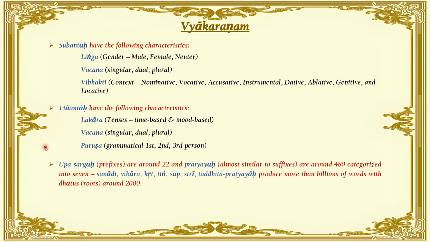Next we have the Upasarga. There are 22 Upasargas, as I said, and there are 480 Pratyayas, which are classified into Sanadi, Vikara, Krut, Tin, Sup, Stri, Taddhita Pratyaya. So Vikara Pratyaya is the change, because just as the subantas are classified into three genders, the tinantas, the verbs, are also classified into 10 groups of roots, the Dashagana, based on their similarity. And when a suffix is added to them, there's a vikara, a change. So that's why we have that vikara.